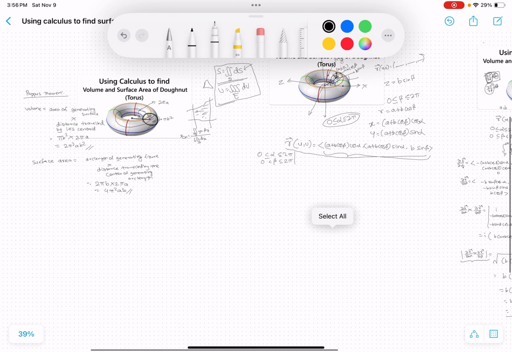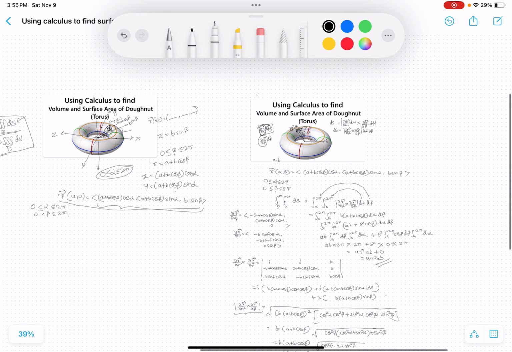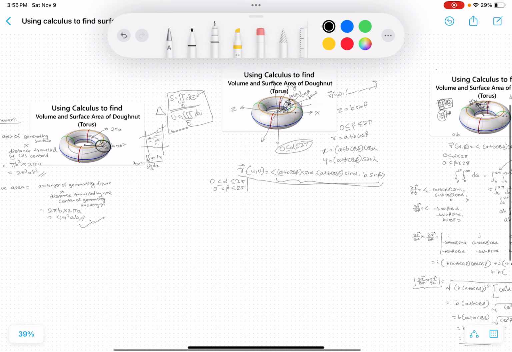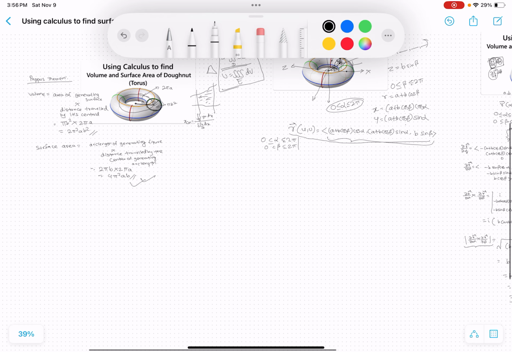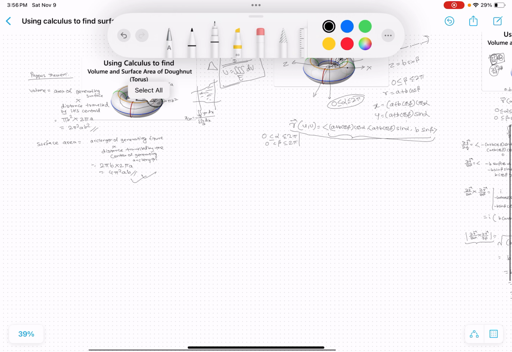So now let's go with the volume of the torus. Again, let's make a copy of this one. For this one, we'll just slightly change the parameterization. There will not be a lot of change, right? Now let's duplicate it.